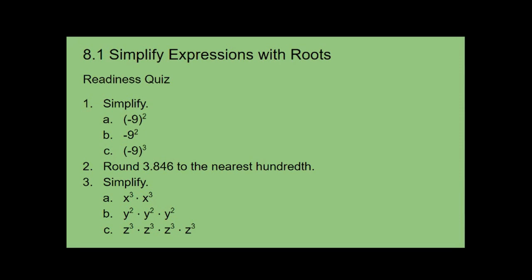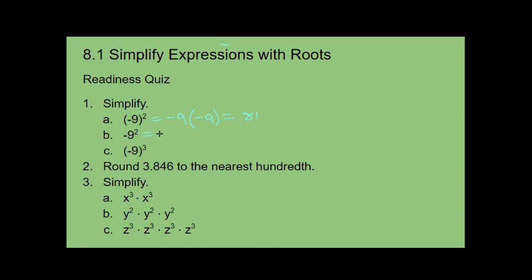You should have paused the video and gone through these. Let's go through them together and see how ready you are for the concepts that we are going to be doing in this chapter. So first, you had to simplify, and we're simplifying with powers. Negative 9 squared is equal to negative 9 times negative 9. There are multiple ways to write that. But we all know that a negative times a negative is a positive, and 9 times 9 is 81. And so that's how you would solve that one.